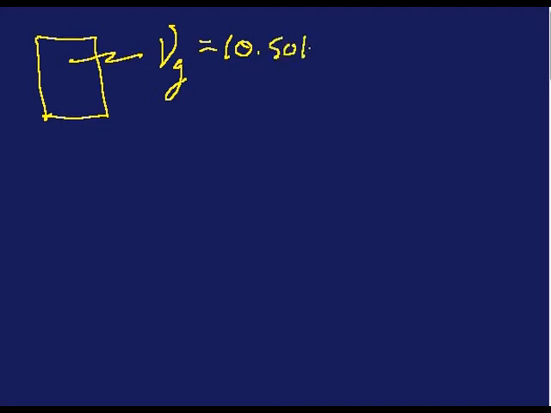Okay, so problem 4, you have a 50-gallon tank, and it contains saturated vapor at 40 psi. So the specific volume of the vapor in that tank would be Vg at 40 psi, which is equal to, let's see, 10.501 feet cubed per pound.